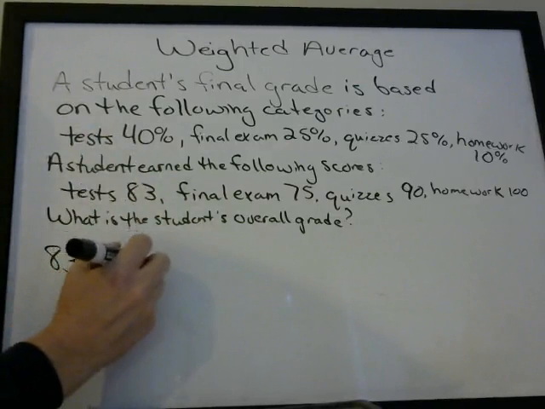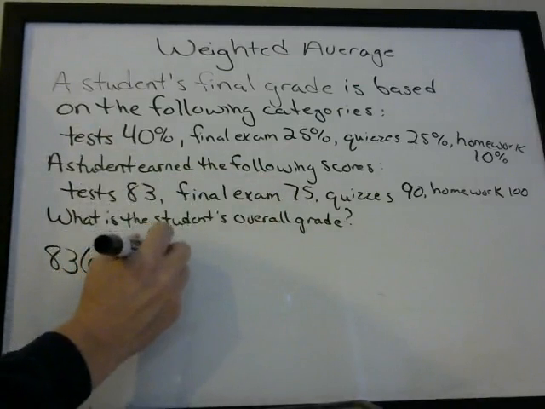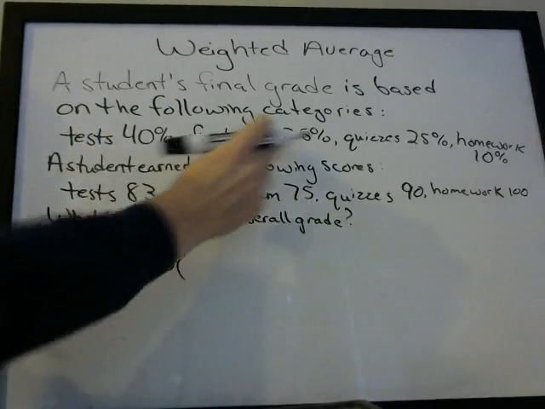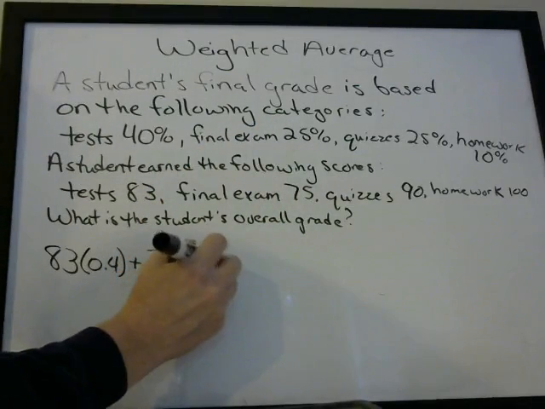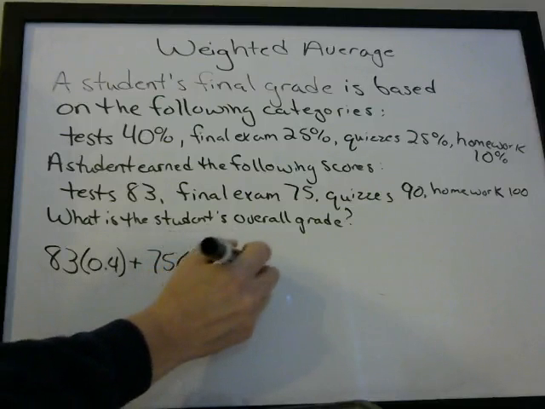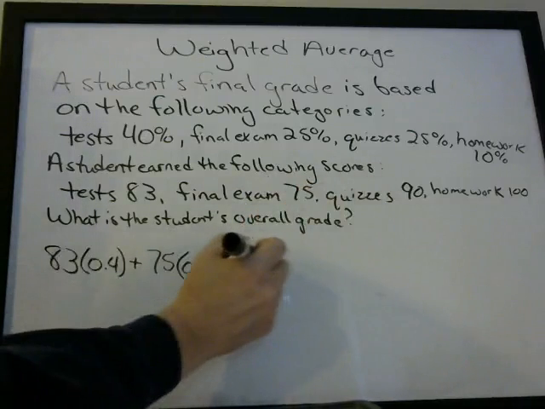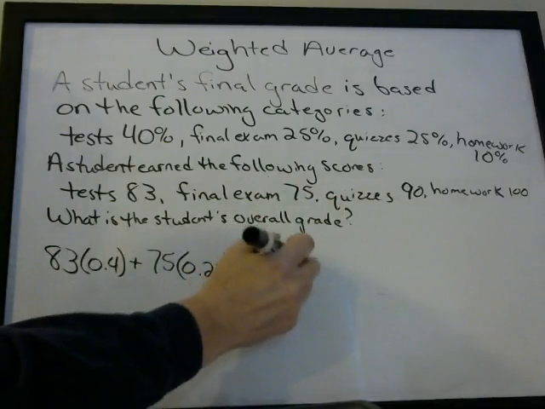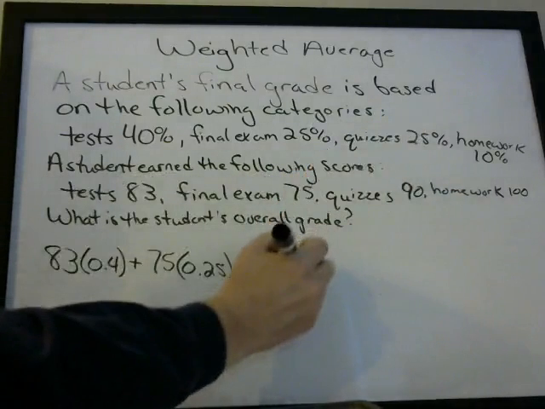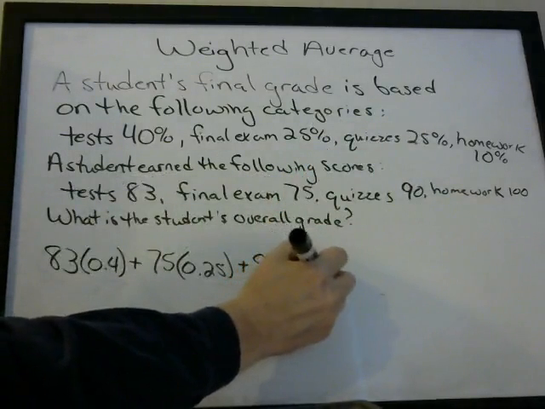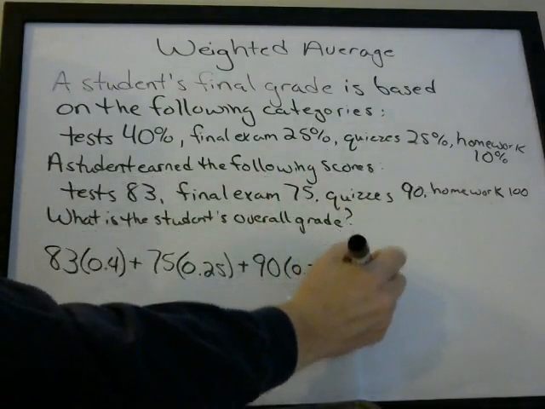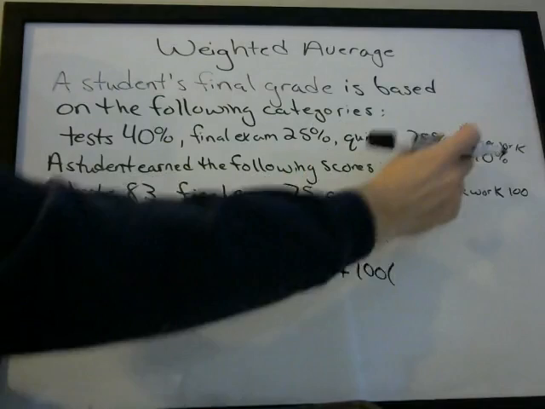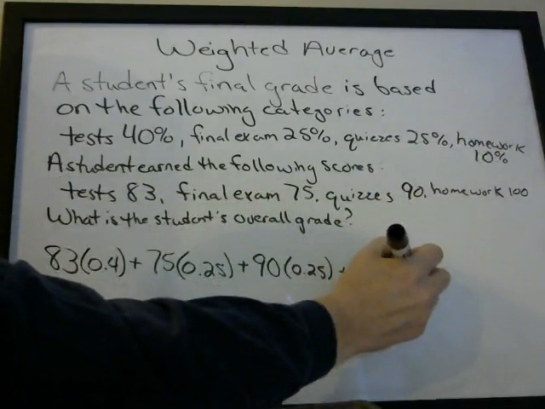Then we're going to add final exam. We got a 75 times 25%. That is written as 0.25. Quizzes, we got a 90. 25%. Homework, we got 100. 10%, 0.1.